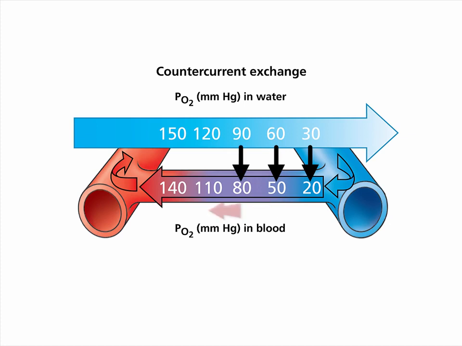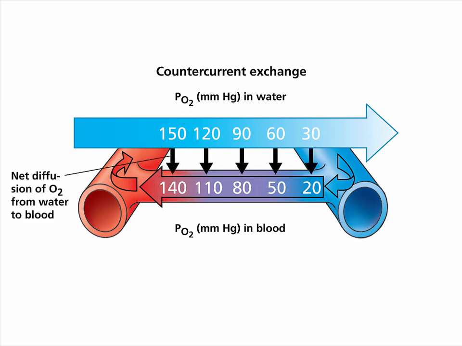This exchange occurs along the whole length of the capillary, with the blood continuously picking up oxygen and encountering water with a higher oxygen concentration. As it reaches the far end, the blood has become oxygen-rich, but it now encounters water that has not yet given up any of its oxygen. This water has just started its journey through the gills, and its partial pressure is higher than anywhere in the bloodstream. So the blood picks up even more oxygen.